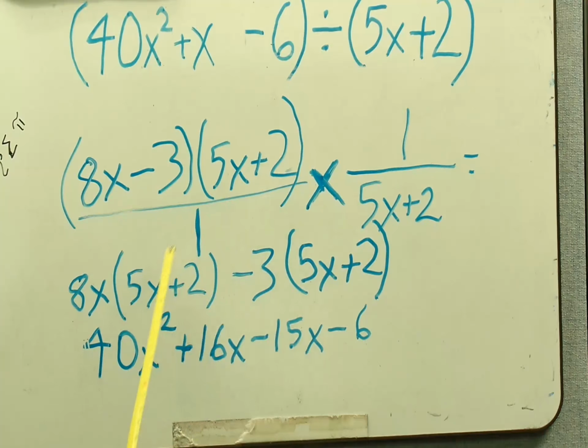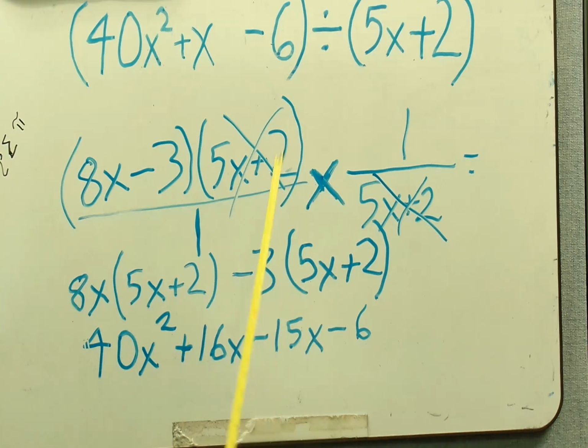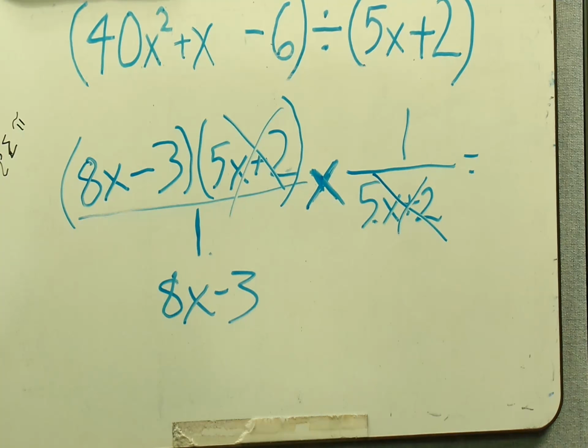Now notice you have a 5x plus 2 on top, and you have a 5x plus 2 on the bottom. Those terms will cancel out, so we're going to cross them out. And now look what you have. You have an 8x minus 3. Multiply that by 1, and you have a 1 times 1. And you get an 8x minus 3 for your answer. And that is the same answer that we got before, the 8x minus 3.